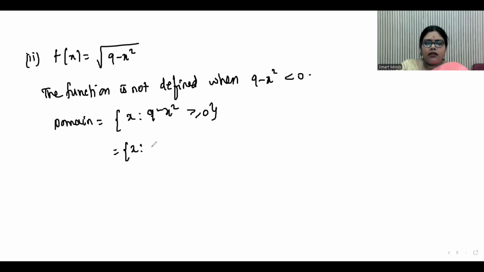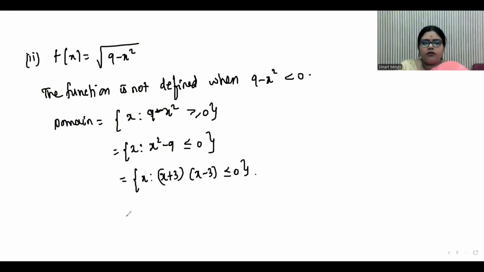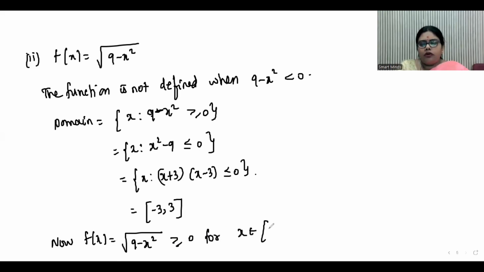That is x such that x square minus 9, we are taking minus common. So signs will change, inequality will change. Greater than or equal to will become less than or equal to. That is x such that x square minus 9 can be written as x plus 3 into x minus 3 less than or equal to 0. That is minus 3 comma 3. Now f of x is equal to root over 9 minus x square greater than or equal to 0 for x belongs to minus 3 comma 3.